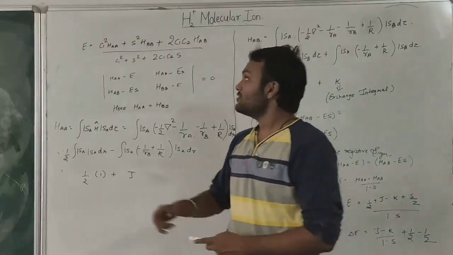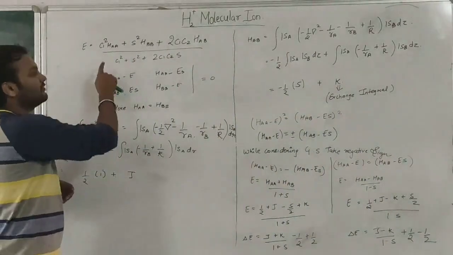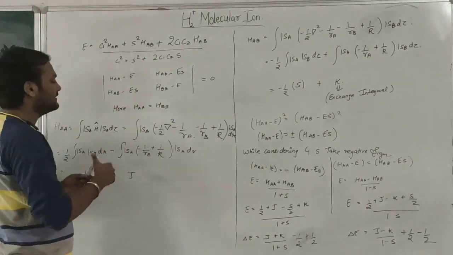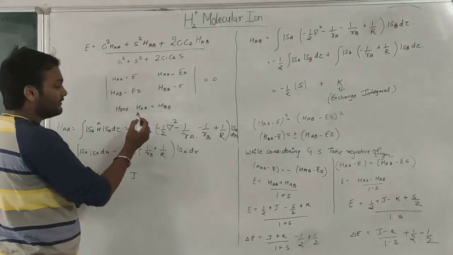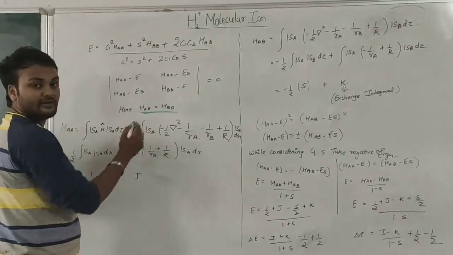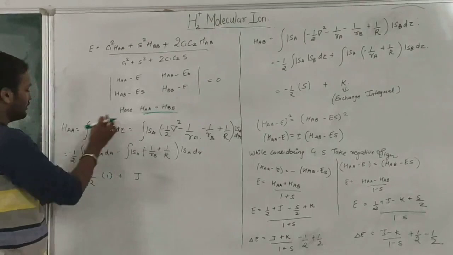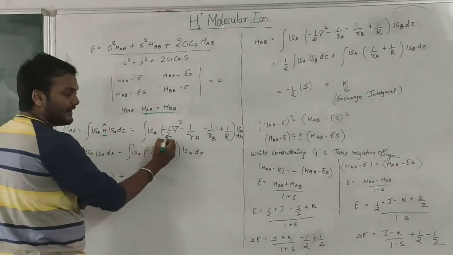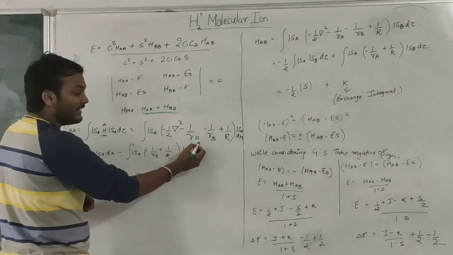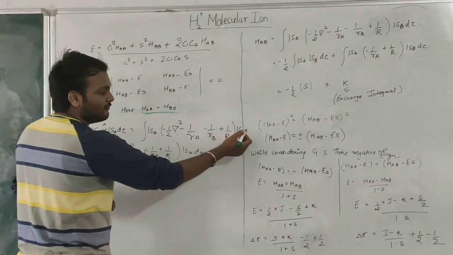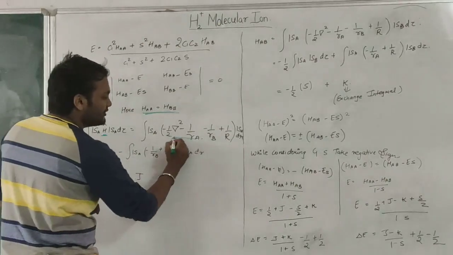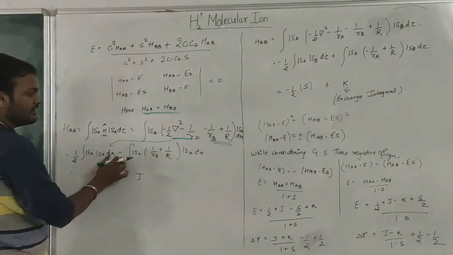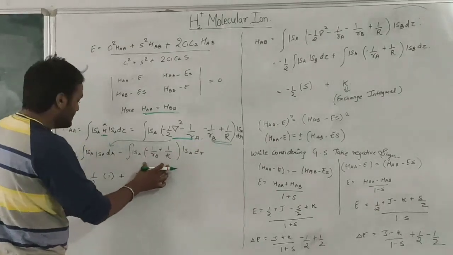This was the equation of energy which we got from the variation theorem. We can also solve this equation by the secular determinant method. But in this method we have to remember HAA is equal to HBB. Now solving individually for HAA, we write this equation. The Hamiltonian is minus 1 by 2 del square minus 1 by RA minus 1 by RB plus 1 by R, with 1SA dτ. Now solving the individual two terms, the solution for each term is written here.